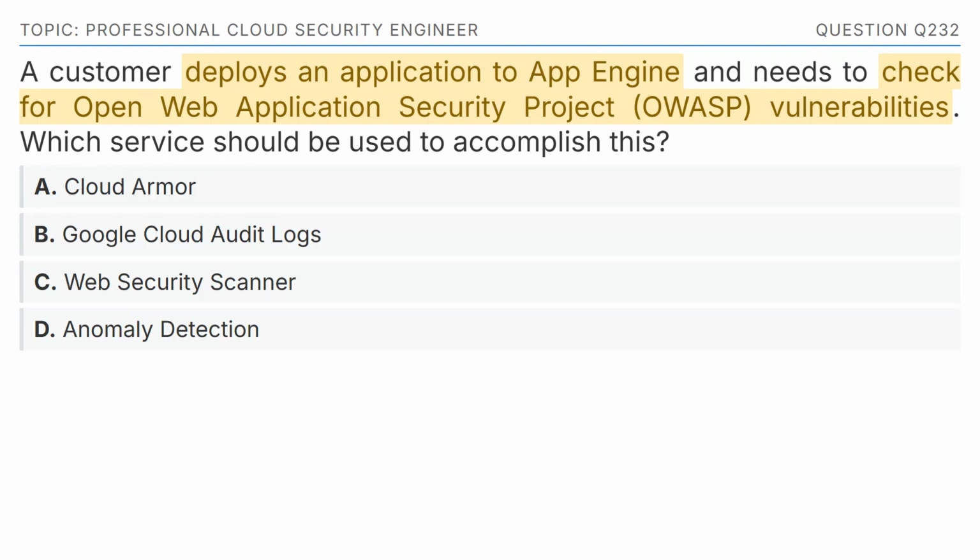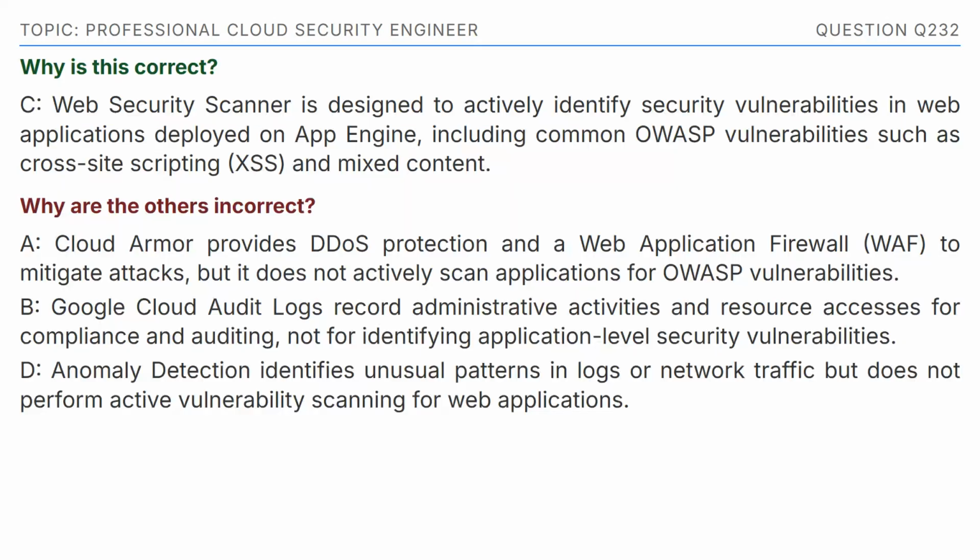To arrive at the correct answer, we focus on the keywords: deploys an application to App Engine, check for Open Web Application Security Project, OWASP, vulnerabilities. The correct answer is option C, Web Security Scanner. Why is this correct? C. Web Security Scanner is designed to actively identify security vulnerabilities in web applications deployed on App Engine, including common OWASP vulnerabilities such as cross-site scripting, XSS, and mixed content.